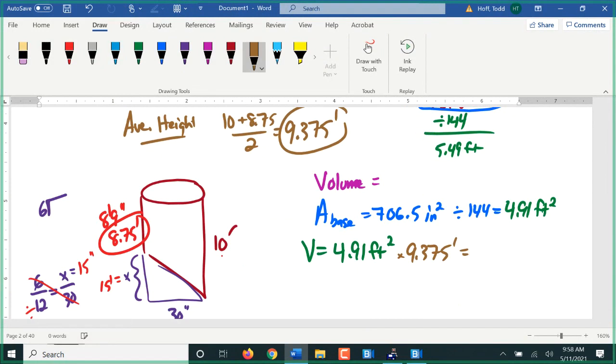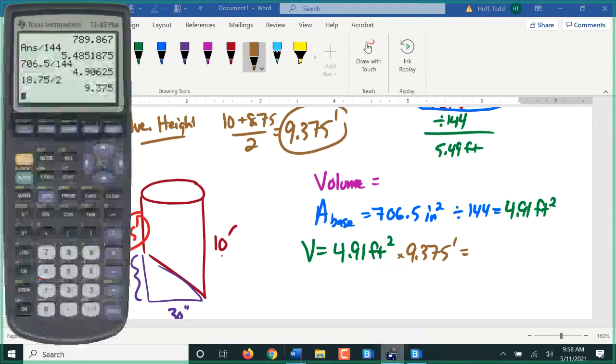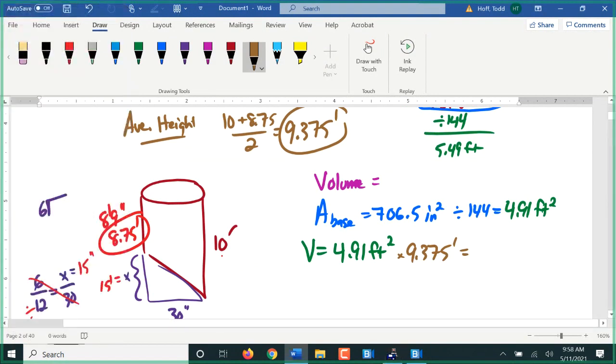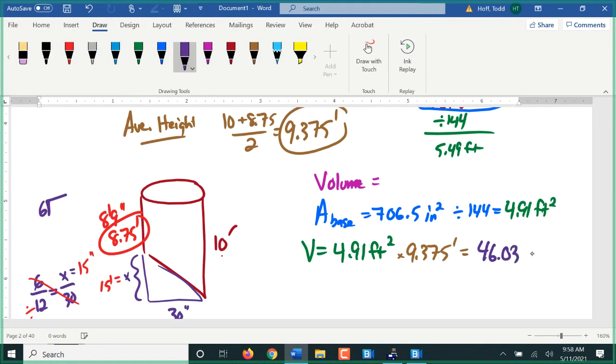So we multiply the area of that base times that average height. You get a volume of 46.03 cubic feet.